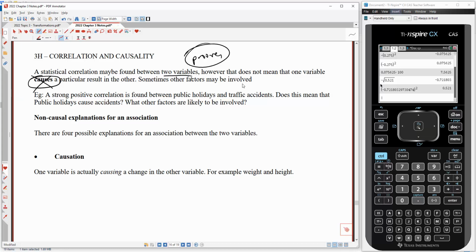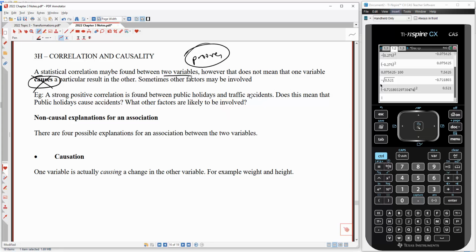So some other factors may be involved. So here's an example. A strong positive correlation is found between public holidays and traffic accidents. Does this mean that public holidays cause accidents? What other factors are likely to be involved?